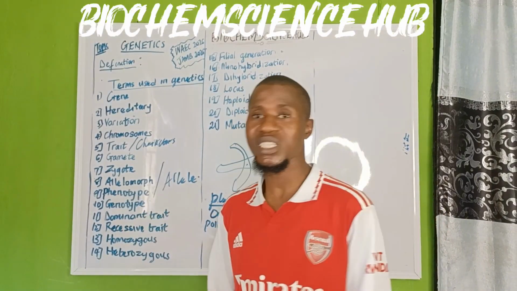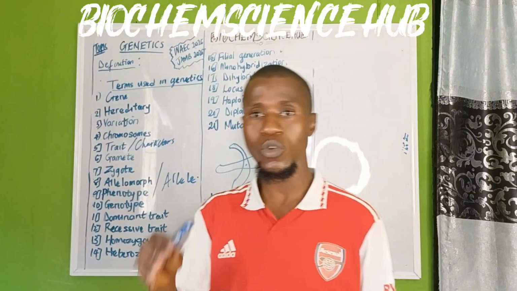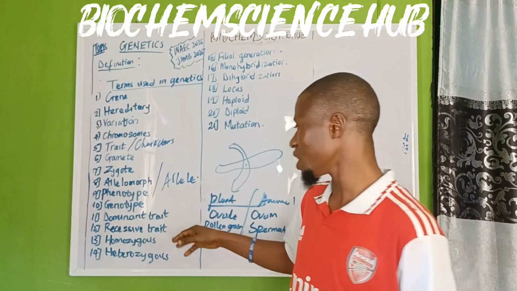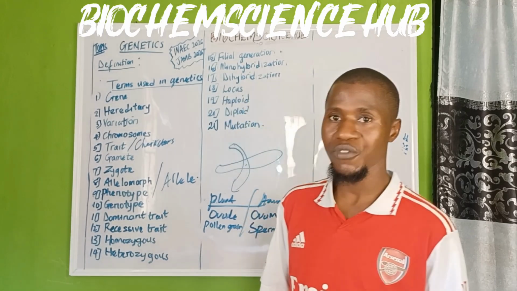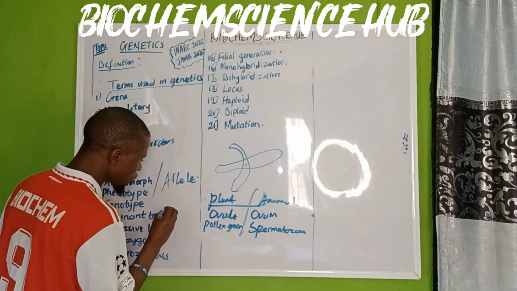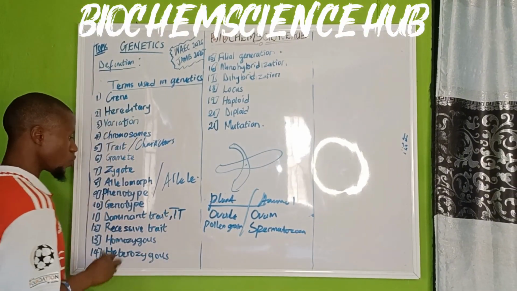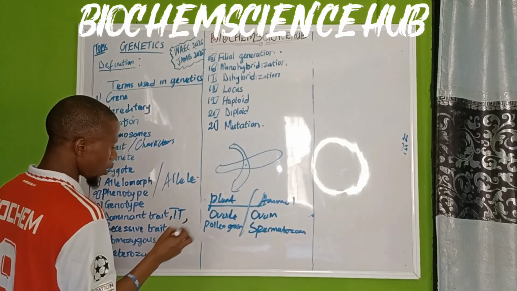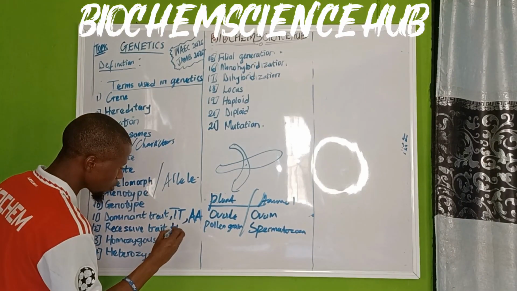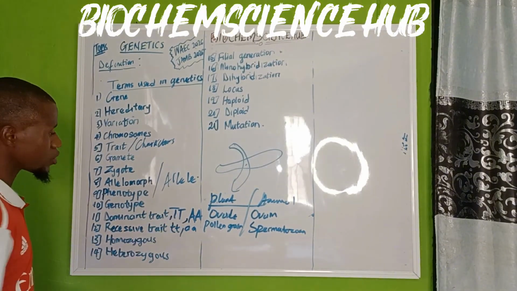And this dominant trait is being controlled by what? It is controlled by a dominant gene. A dominant gene is the one responsible for the dominant trait, while recessive genes are the ones responsible for recessive traits. So dominant traits are represented by a capital letter, like T, while recessive traits are represented by a small letter, like t or a. So these are recessive, while this is dominant.